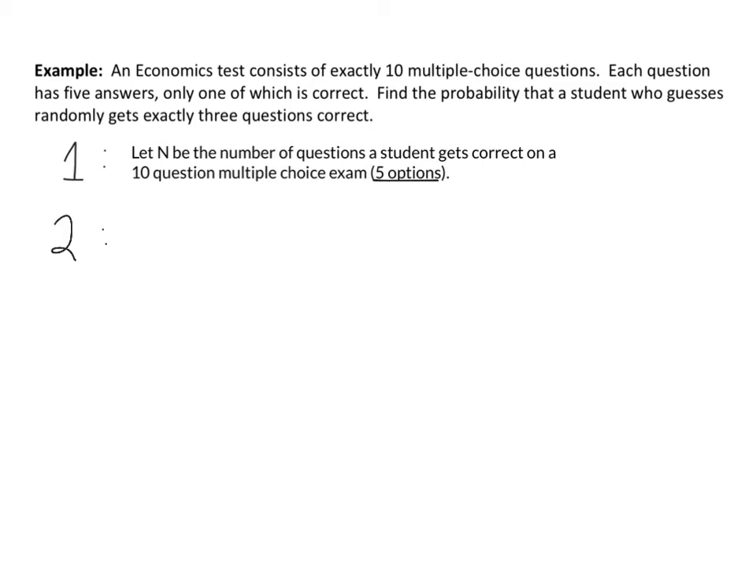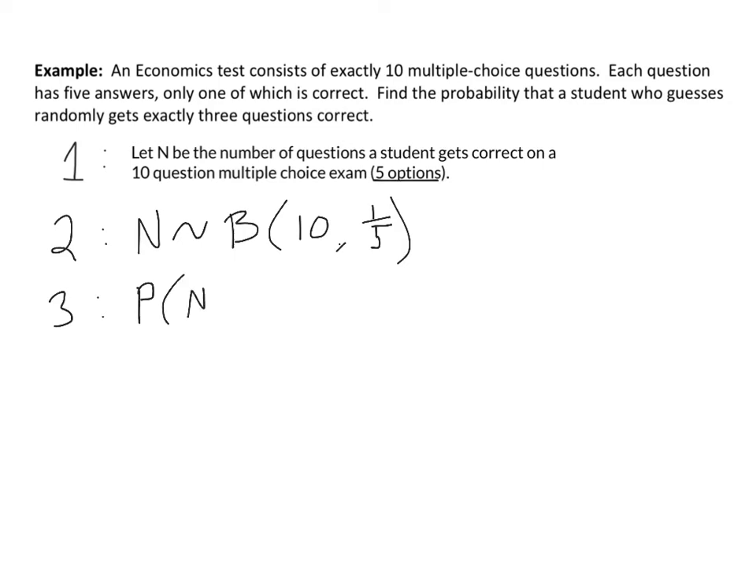Step 2, we're supposed to state the distribution. n is distributed binomially. There are 10 trials because there are 10 questions, and with a 1 in 5 chance of getting any given question right, we just put 1 out of 5. Step 3, I'm supposed to indicate the probability that I want to find. I want the probability that n, the number of questions correct, is 3. Step 4, there's nothing I need to rewrite or set up differently.